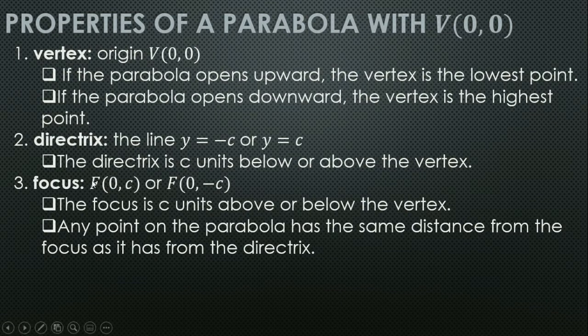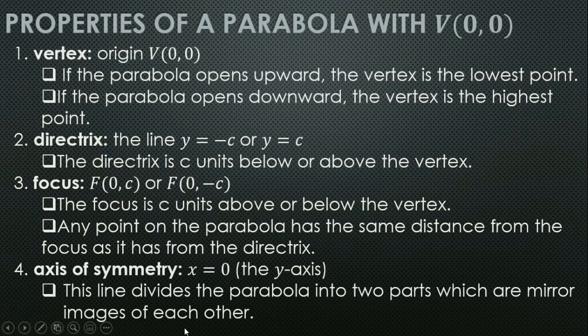The focus is (0, c) or (0, negative c). The focus is c units above or below the vertex. Any point on the parabola has the same distance from the focus as it has from the directrix. That is what I said earlier: the distance between point P and the focus is always equal to the distance of point P to the directrix. And the axis of symmetry, x is equal to 0, is the y-axis. This line divides the parabola into two parts which are mirror images of each other.